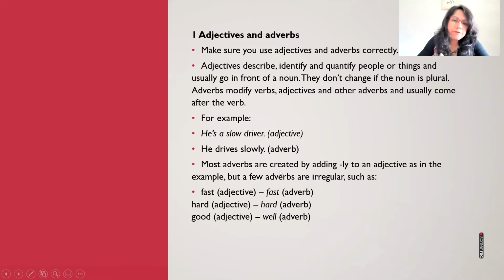But again, you have a few adverbs which are irregular, okay? So when you have fast as an adjective, fast is also an adverb, and also hard. And good is an adjective, but well is your adverb, all right? So make sure you're using them the correct way, okay?